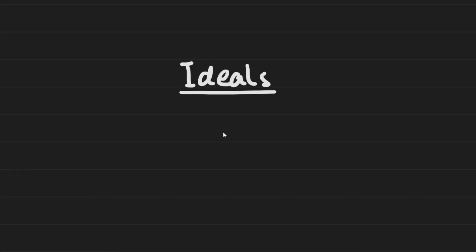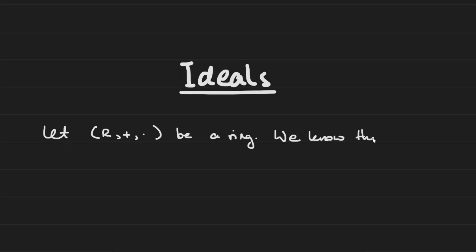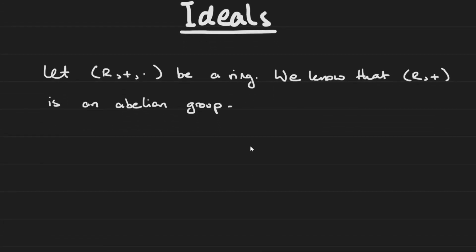these so-called ideals. Now, to understand the motivation behind the ideals, we're going to take a look at some group theory, so we're going to review some of that. First of all, we're going to let R with addition and multiplication be a ring. Then we know by the definitions that R with addition is an abelian group. So let's remember how we can construct quotient groups in group theory.